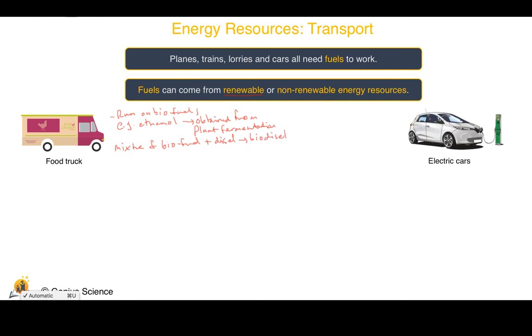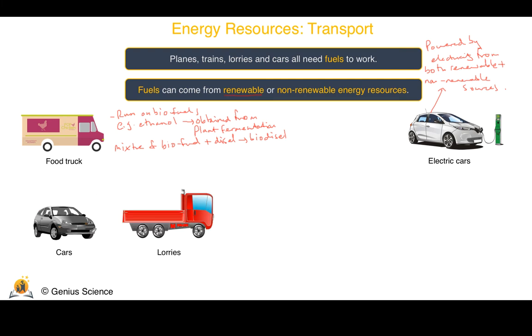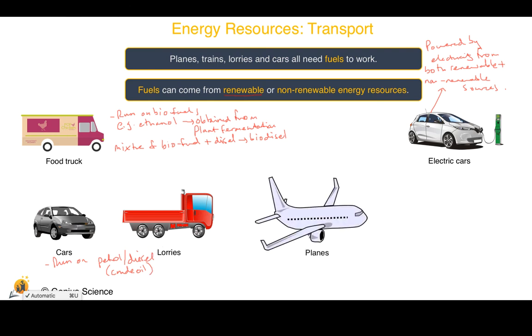Electric cars also are now much more common and can be powered by electricity from both renewable and non-renewable sources. The majority of cars and lorries are run on non-renewable energy resources such as petrol and diesel. And these fuels are extracted from crude oil, a fossil fuel. Planes are run on kerosene, another extract of crude oil.